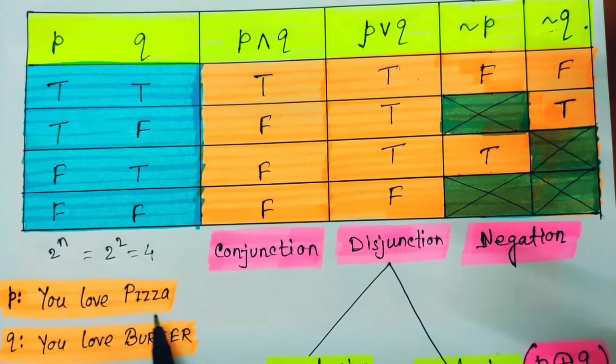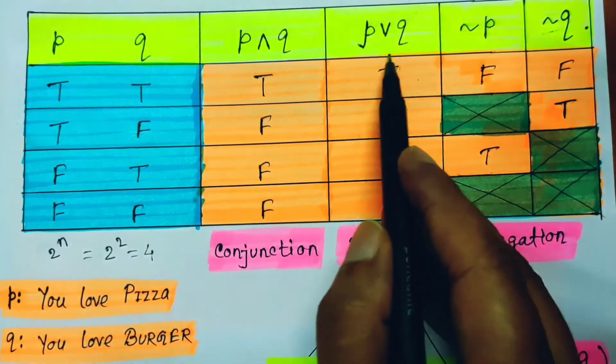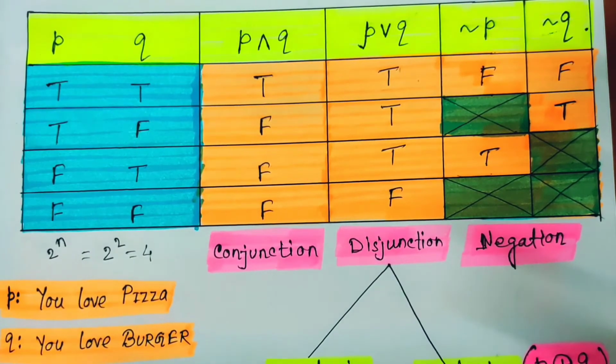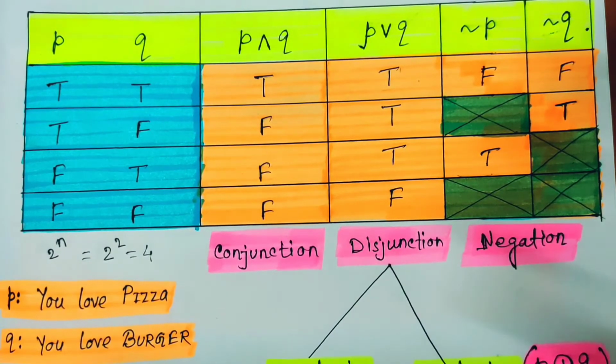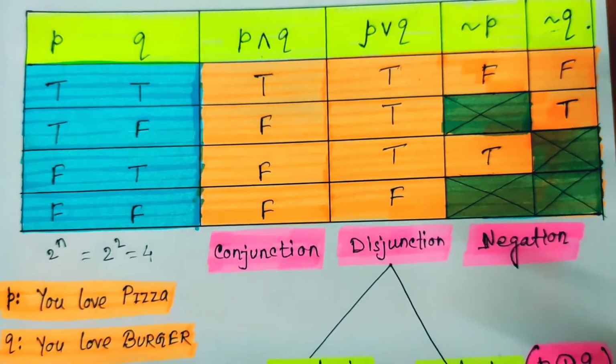So if you love pizza or you love burger, then we can write in this format. So this one is the disjunction. Now, when two or more statements are joined by the connective denoted by this symbol, the compound statement so formed is called the conjunction.